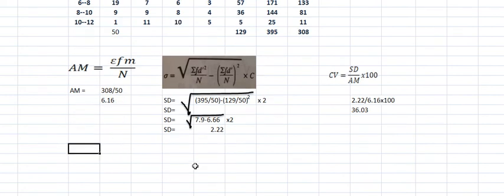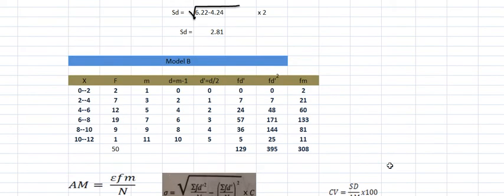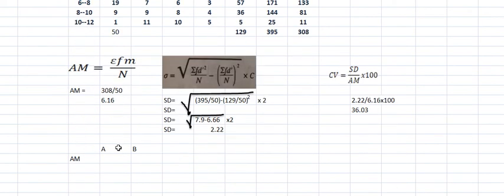So I will explain arithmetic mean. For your analysis purpose, arithmetic mean of model A and model B. So model A is how much? Arithmetic mean is 5.12. So 5.12 for your answer. And what is B here? 6.16. Then what is your coefficient of variation?